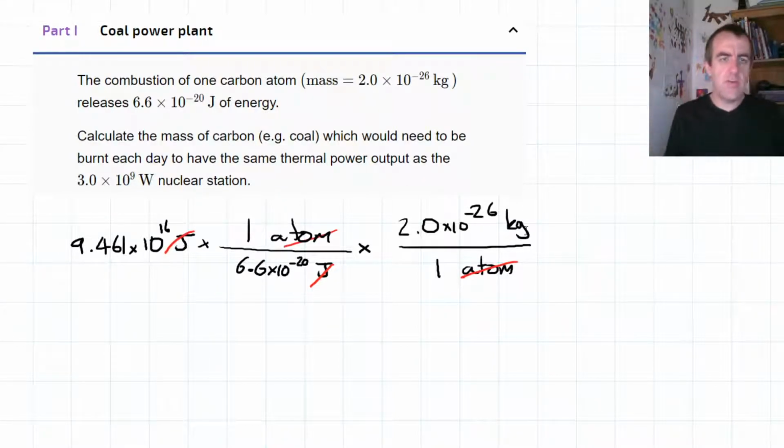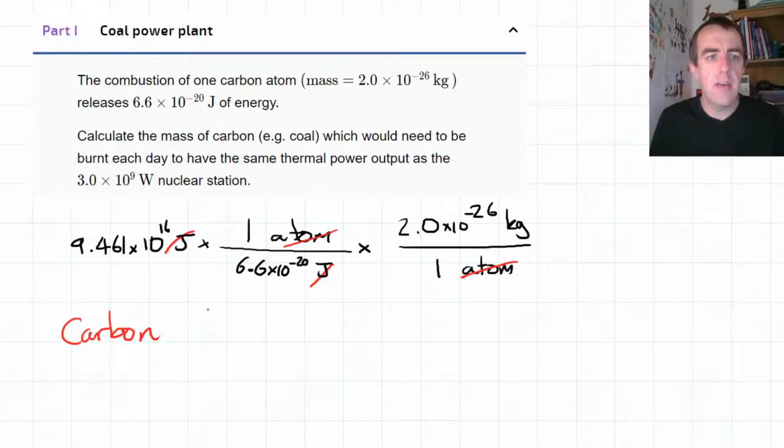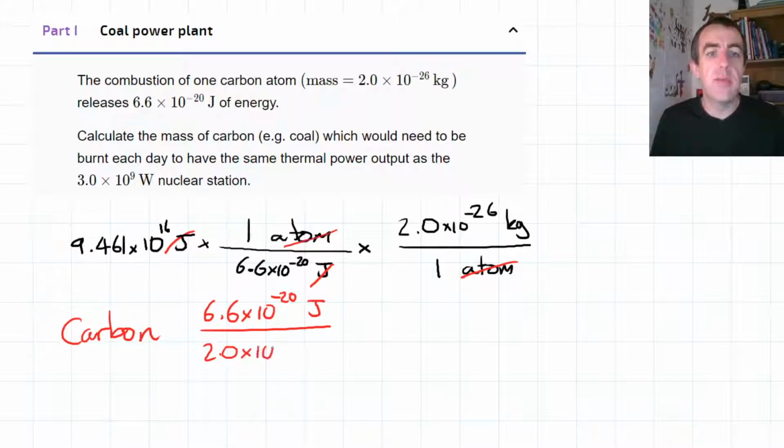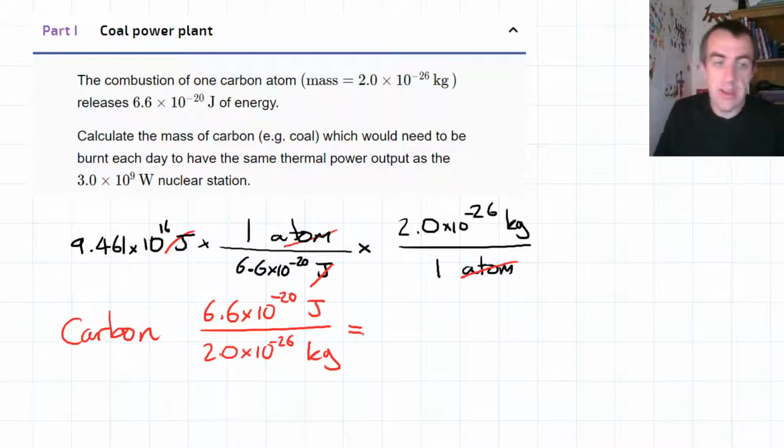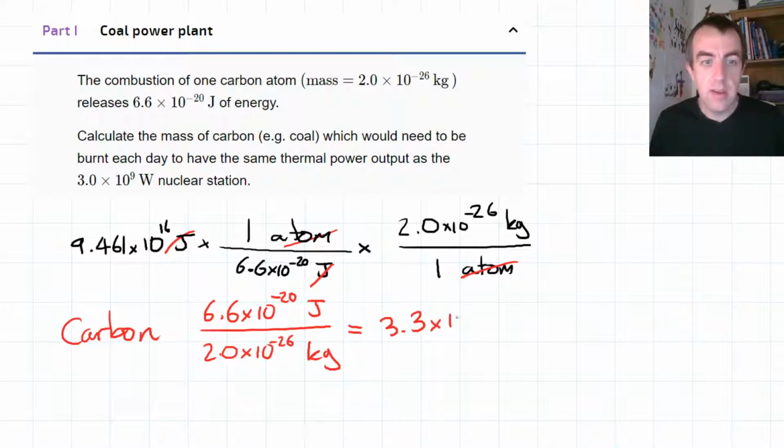Because what I've just done here is worked out the energy per kilogram for carbon atoms. So carbon energy per kilogram is 6.6 times 10 to the negative 20 joules per 2.0 times 10 to the negative 26 kilograms. So the energy density, if you like, the energy per kilogram, you don't need a calculator for this, is 3.3 times 10 to the 6 joules per kilogram.